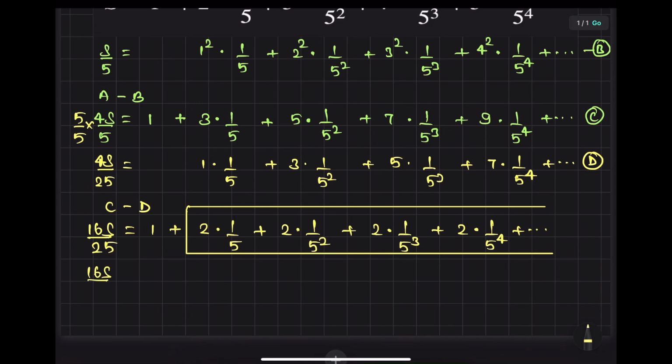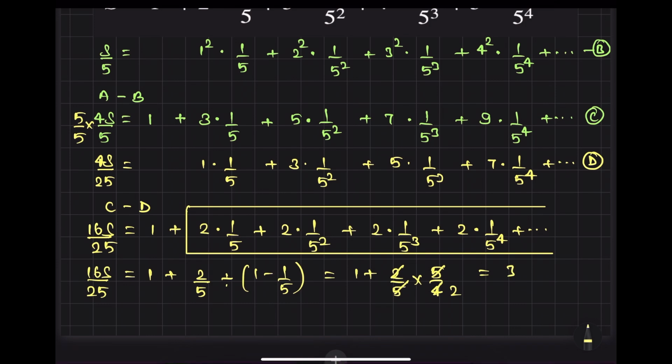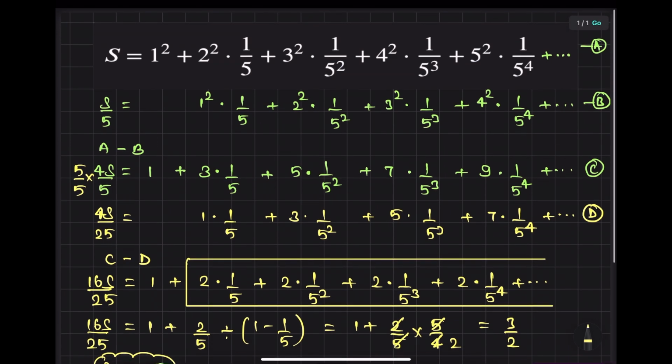So 16S by 25 equals 1 plus a by 1 minus r. Now again simplify things. 1 plus 2 by 5 times 5 by 4. This thing gone, this thing gone. So we will have 3 by 2. So this, no, nothing will go. So S will become what? 75 by 32. So this is our required value, 75 by 32.